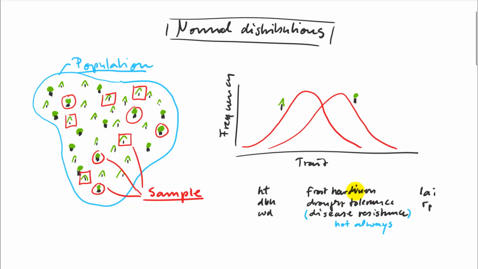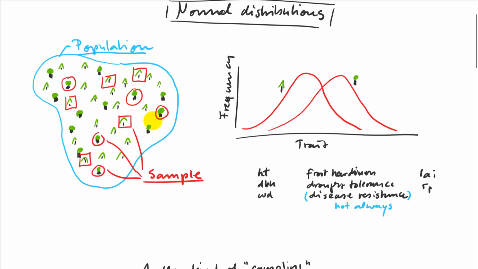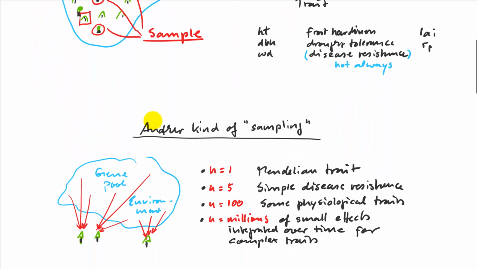So if you measure physiological traits, leaf area index, frost hardiness, drought tolerance, disease resistance, they're almost always normal. They are not always normal. So disease resistance can be such a trait that may not be normally distributed. Any complex traits tend to be normally distributed, and traits that are maybe just controlled by a few factors, like if you have, for example, a major resistance gene that is responsible for this, then those distributions are not perfectly normal.